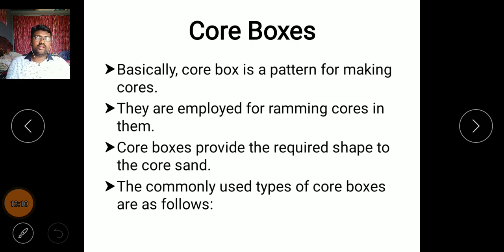Here, suppose we have to prepare a circular core. For that case we have to prepare a box before the preparation of the core. In those boxes we prepare the different shapes of the cores.